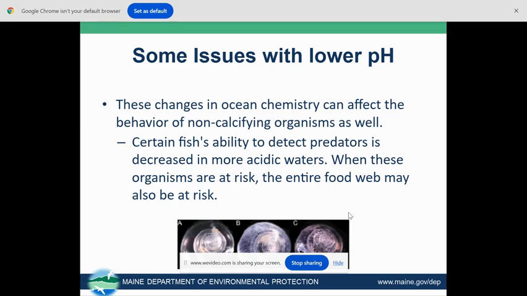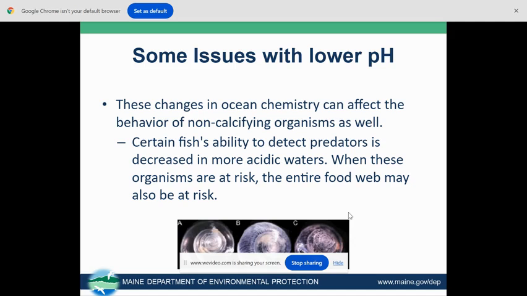Okay, so it can also affect other fish as well. Certain fishes' abilities to detect predators become decreased, so they're not able to detect predators in more acidic waters. When they're being approached by a predator, they may not be able to see, or not see, probably detect is a better word, usually through scent or some other electrical signals coming through the water. They're not able to detect the predator.